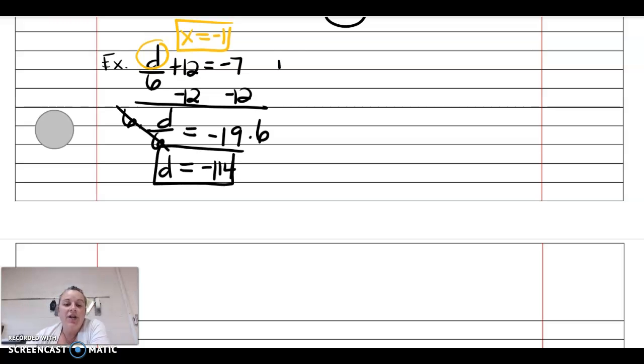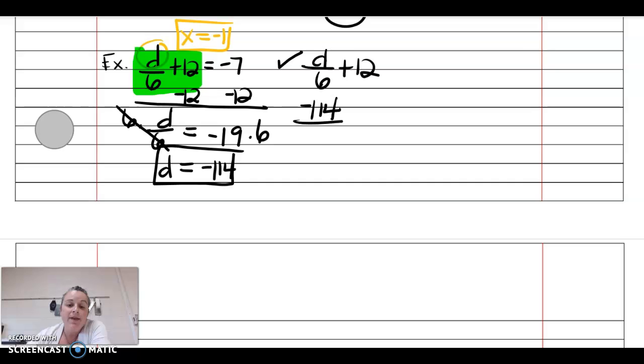And then, of course, we do want to check. So I'm going to check the left side. It's d over 6 plus 12. We said d was negative 114, divided by 6, plus 12. Now this is where order of operations comes forward again when we're doing our checks. We're going to do our division first and then we can add. Well, negative 114 divided by 6 is negative 19, plus 12 gives us negative 7.